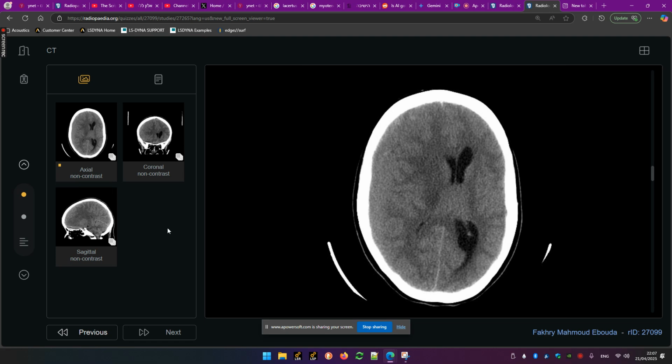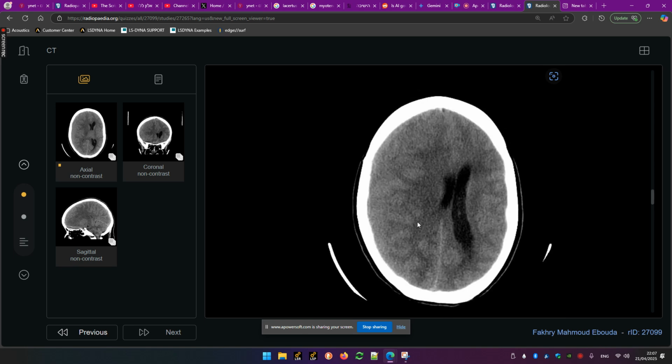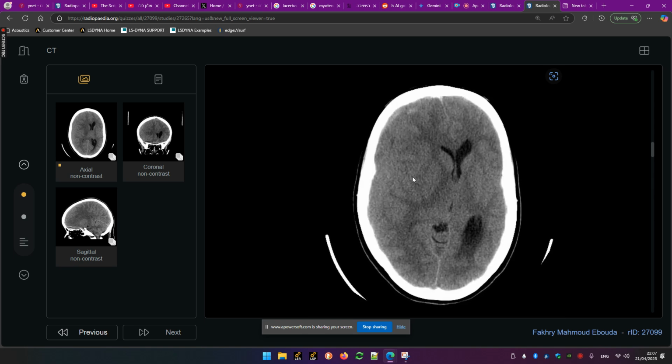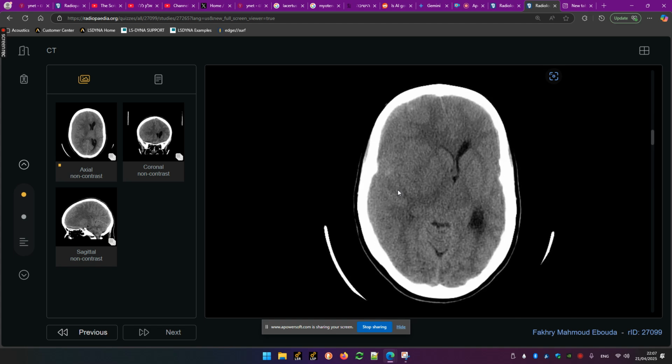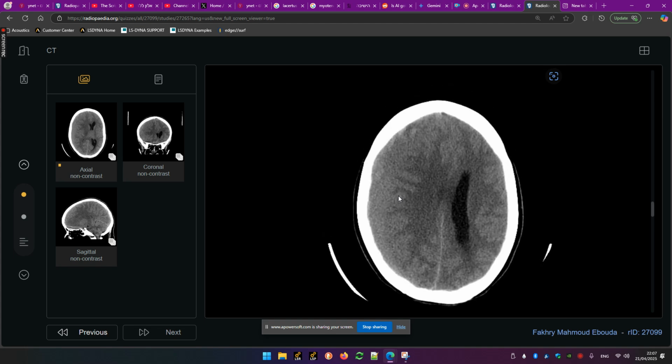We start with non-contrast axial slices, and when we look at it, we surely see this deviation of the central line. So what is the cause of it? Do we see any subdural hematoma or something? We probably see something right over here. Probably some kind of space occupying lesion or something.